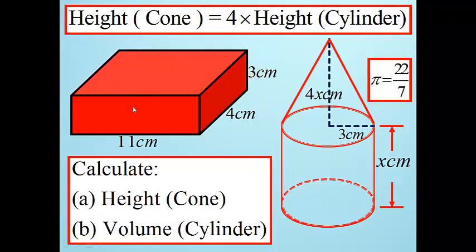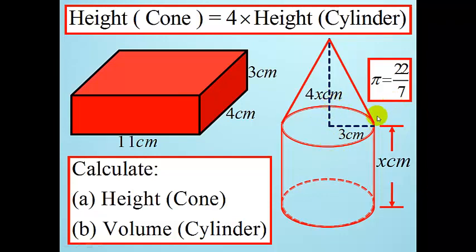This metallic cuboid is to be melted to form the shape as shown. And this is a cylindrical conical shape, a cone together with a cylinder. So assuming that this metallic cuboid is melted and the molten metal is molded to form this shape.